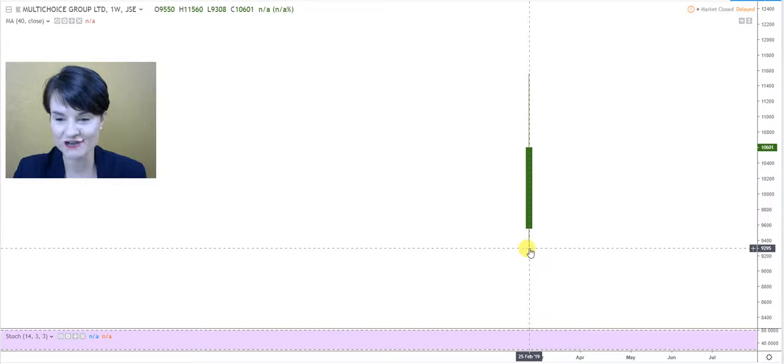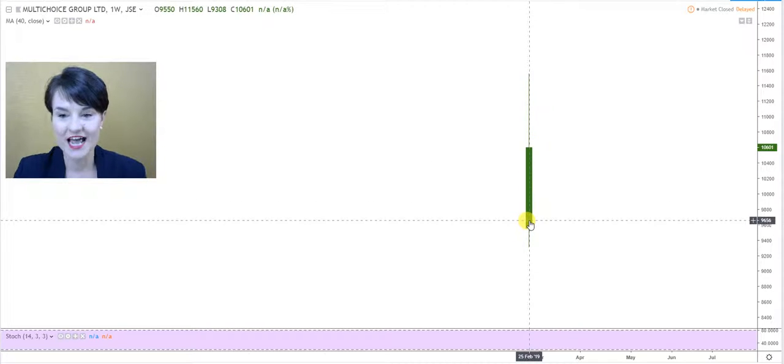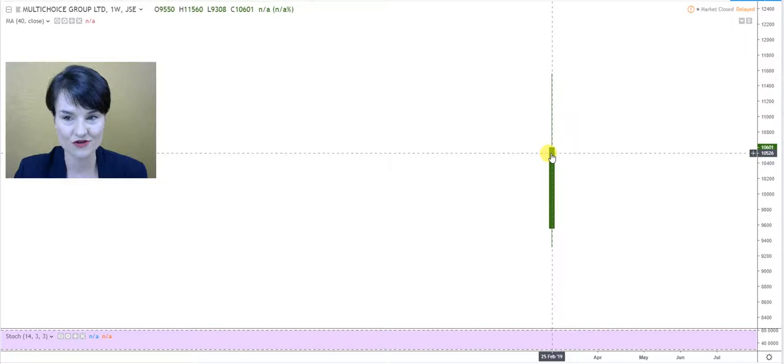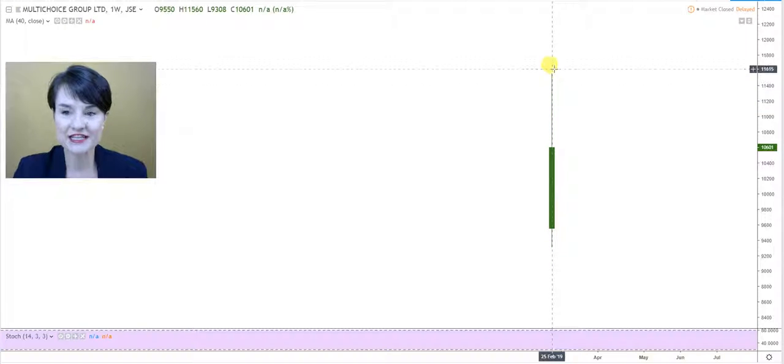So this was the lowest trading price, the bottom of the wick, the highest trading price, the top of the wick, and the real body is the opening and closing prices. And whether it's a red or a green candle, it tells me whether it was a higher closing price or a lower closing price. But interestingly, if I look at this Multichoice candle, with this long upper shadow, it tells me that the sellers were stronger in this trading session. Why? Because the high of the session was 115 Rand 60, but the share closed at 106 Rand and 1 cent. That means the sellers were stronger because they managed to push the price lower.